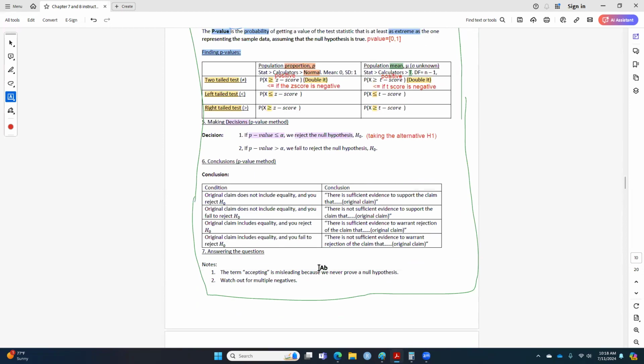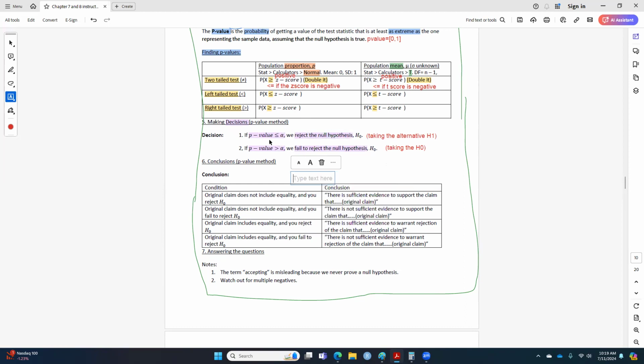However, if the p-value that you found is greater than alpha, and alpha is the significance level, then we fail to reject the null hypothesis. In this case, you are taking the H0. As you know, you're going to take one of these hypotheses, either the null or the alternative. How you know which one to take depends on the p-value and the alpha. That is what we call a decision here.